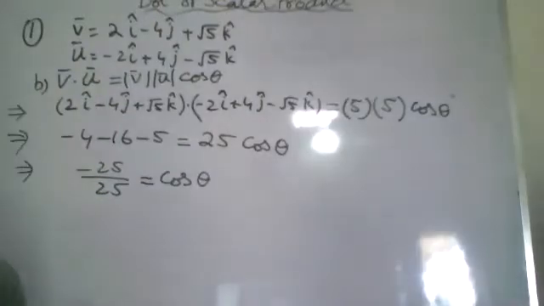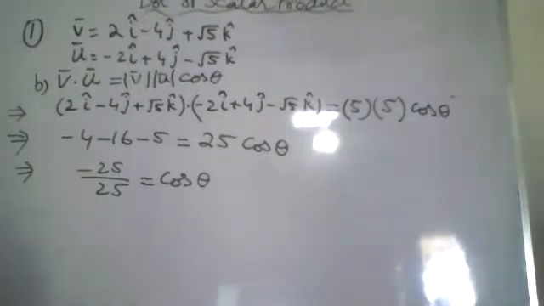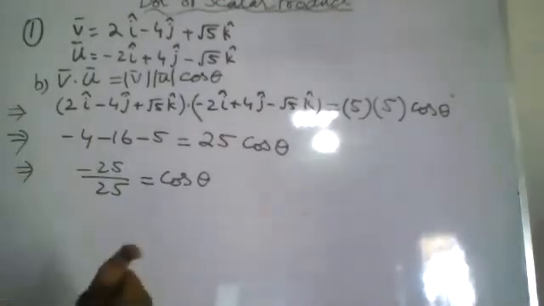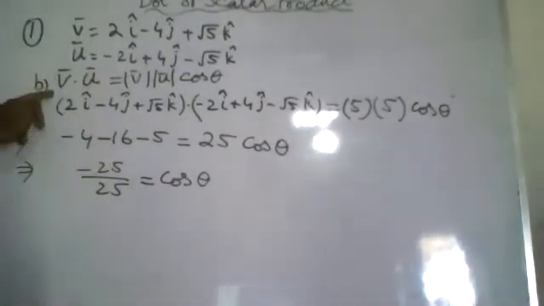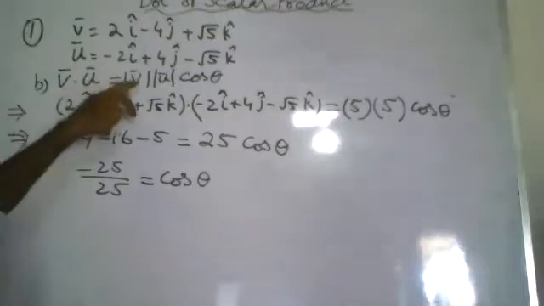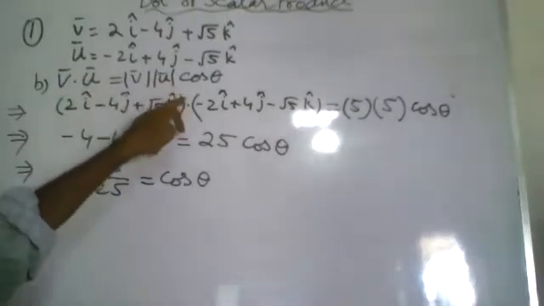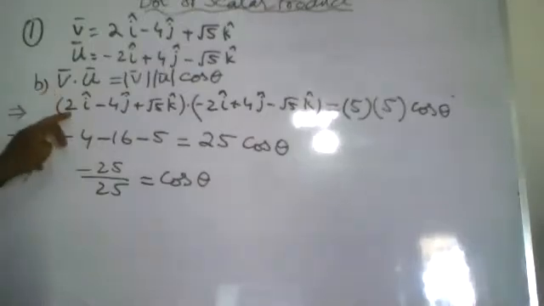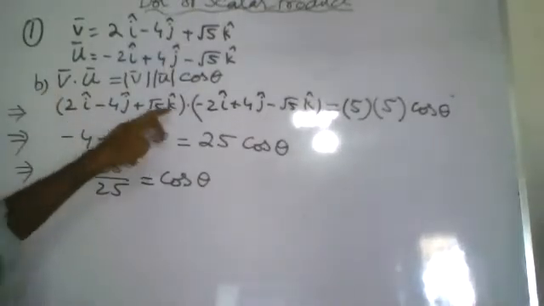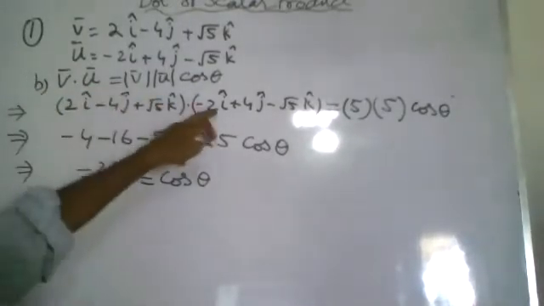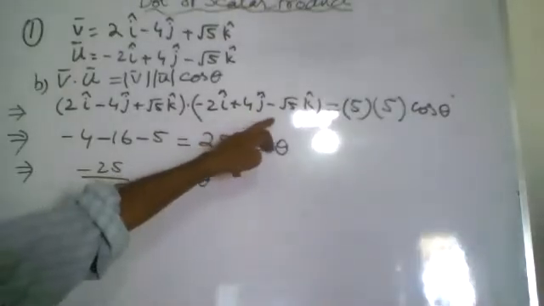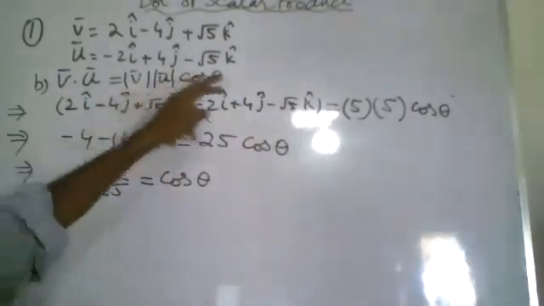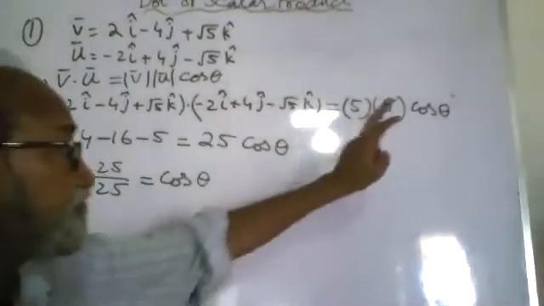Okay, students. So we were doing the B part. Find cos theta. We will use V dot U is equal to magnitude of V, magnitude of U into cos theta. Here V is 2i minus 4j plus root 5k, dot U, which is minus 2i plus 4j minus root 5k, is equal to magnitude of V, that is 5, into magnitude of U, that is 5, into cos theta.